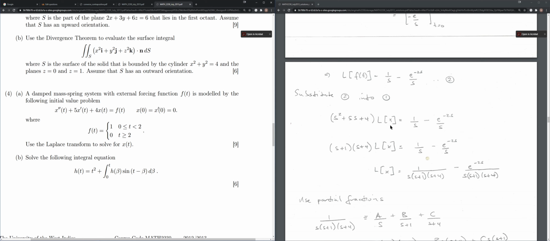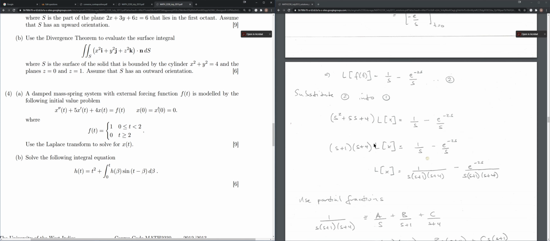Now the goal over here is to solve for Laplace of x. How I actually did this is I first factorized over here. You don't need to do it this way. It's probably better if you just divide both sides of this equation by s squared plus 5s plus 4 in order to solve for the Laplace of x. But here I factorized this, and this is correct, it works out. The s squared plus 5s plus 4, I can factorize as s plus 1 times s plus 4.